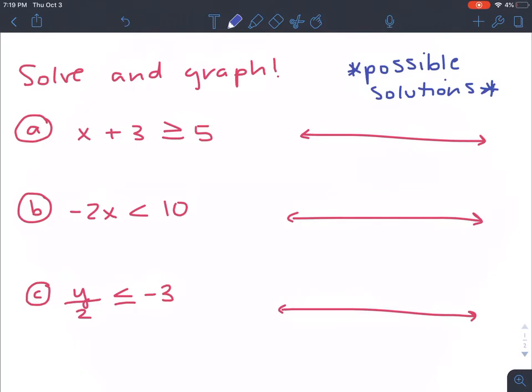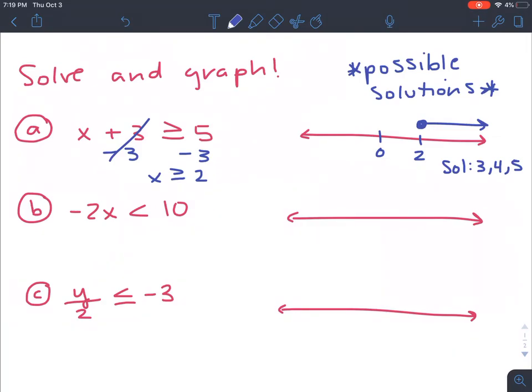So on A, to get x alone, which is our goal, we have to subtract 3 from both sides. Subtracting 3 from both sides doesn't change the sign at all. And then I simplify. I have 5 minus 3 gives me 2. So then on my graph, all I need is a 0 and a 2. We can keep it relatively simple if we're drawing the graph from scratch. I'm going to have a closed-in circle on 2 and an arrow to the right for greater than. And then possible solutions to this would be 3, 4, and 5.